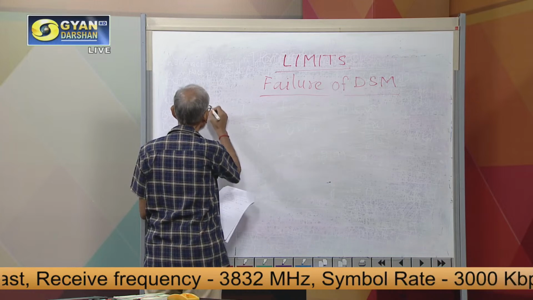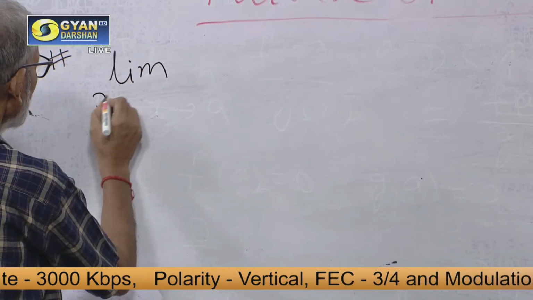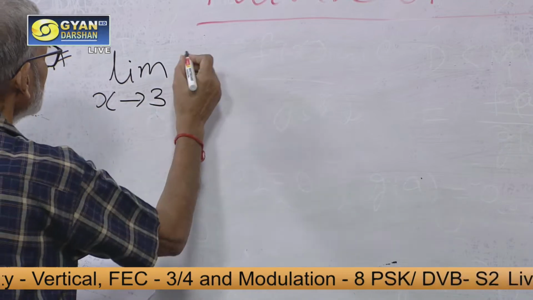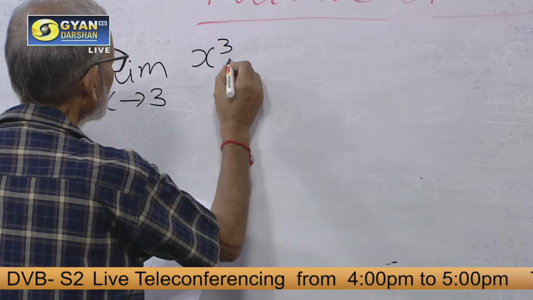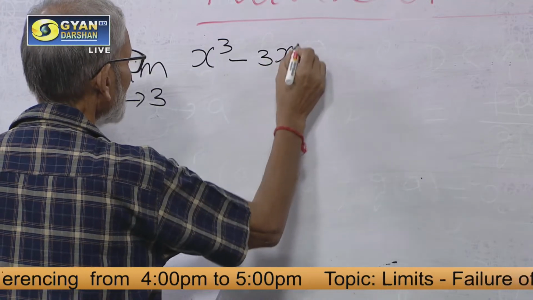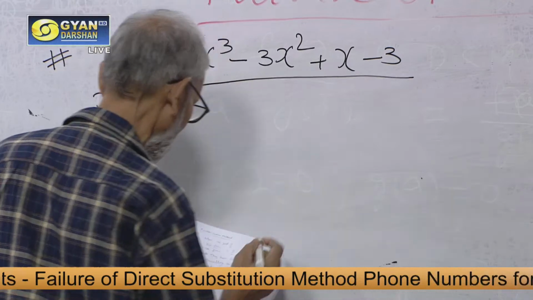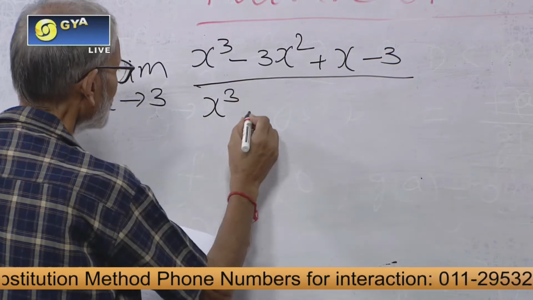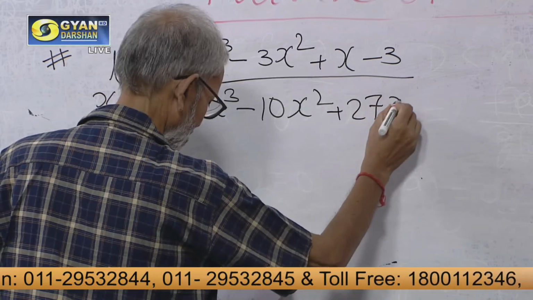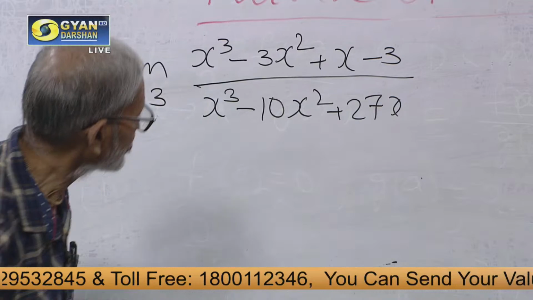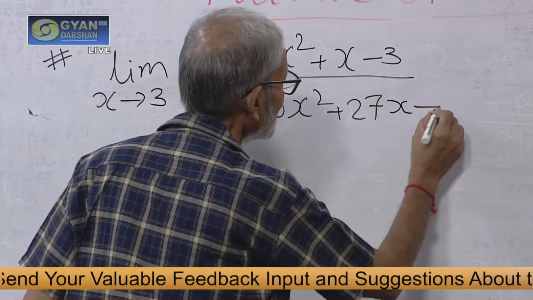So, the example is: limit x tends to 3, the function is in the form f x upon g x, where f x is x cube minus 3 x square plus x minus 3, divided by x cube minus 10 x square plus 27 x minus 18.